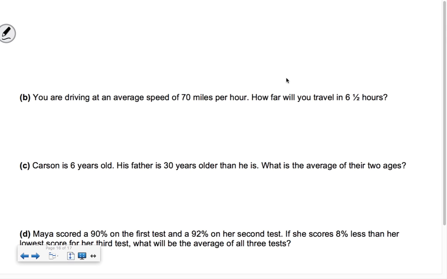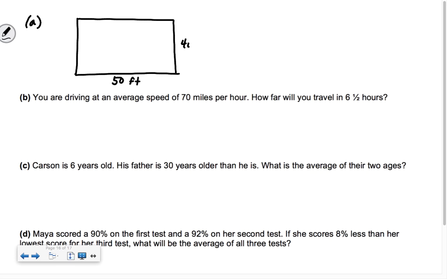All right, so number 4 says solve the following problems. And A says the outside dimensions of a rectangular apartment are 50 by 40. So let's draw a picture. So we have 50 feet by 40 feet. And it says the kitchen and living area take up 3/5 of the total apartment's area. Find the total area of the remaining spaces.